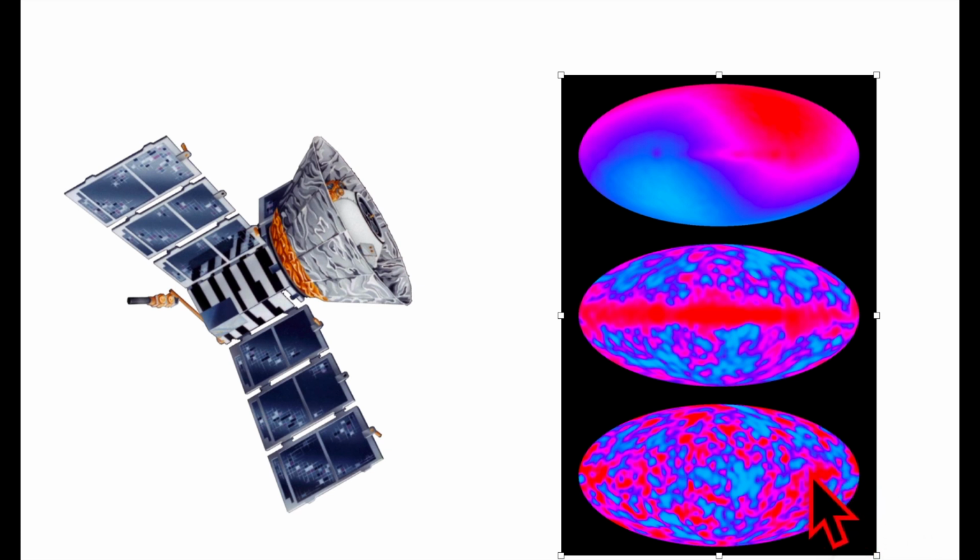The slightly cooler regions are the slightly more dense regions, which eventually go on to condense into the matter out of which everything that we see in the universe is made. So all the galaxies end up condensing out of these slightly more dense regions, and those warmer regions are the voids in between where clusters of galaxies and so on and so forth are.